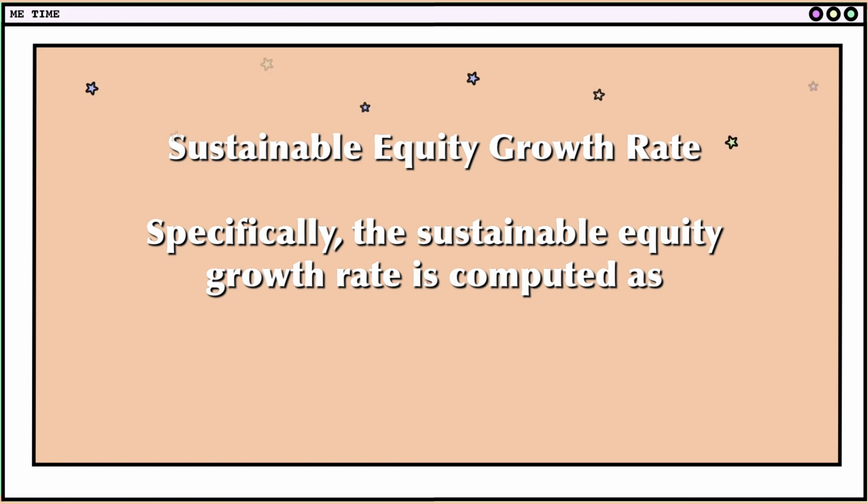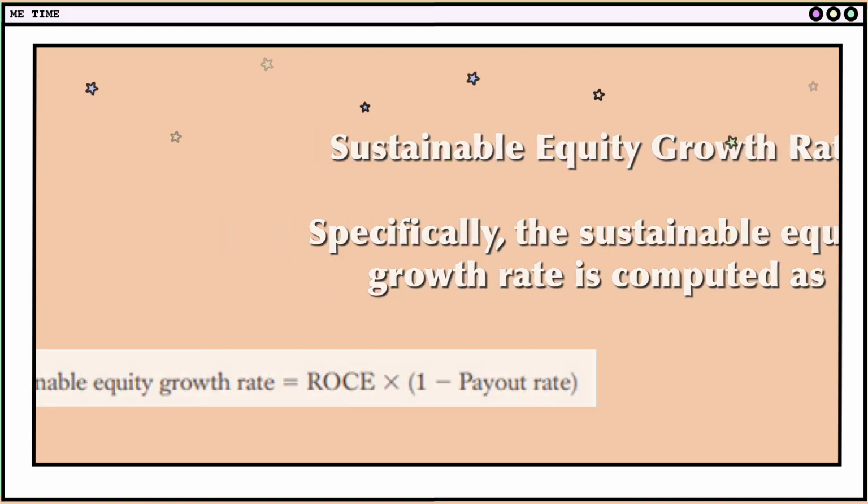And second, sustainable equity growth rate. The sustainable equity growth rate, or simply sustainable equity growth, recognizes that internal growth for a company depends on both earnings retention and the return earned on the earnings retained. Specifically, the sustainable equity growth rate is computed as this picture.